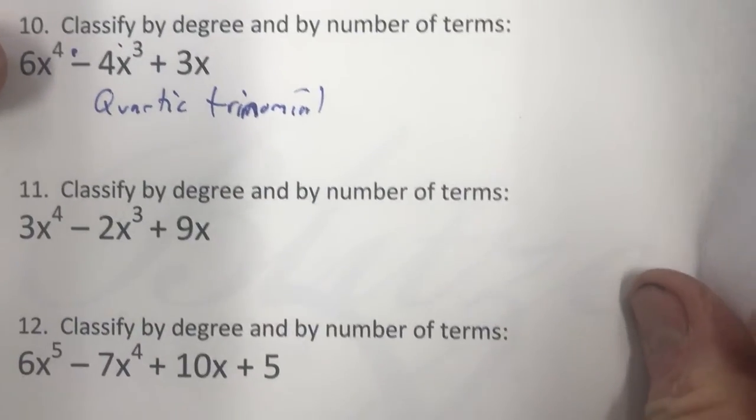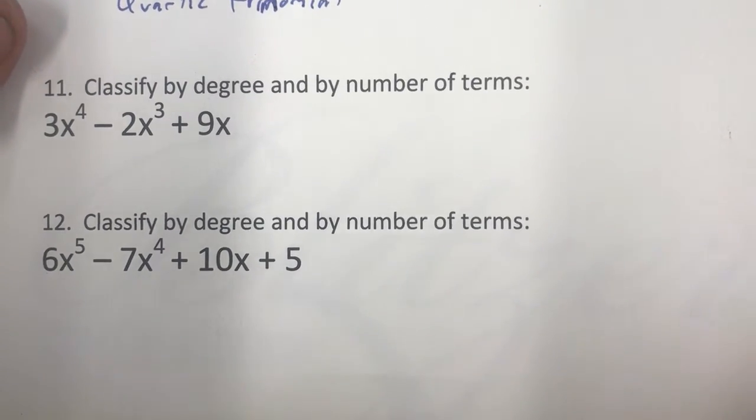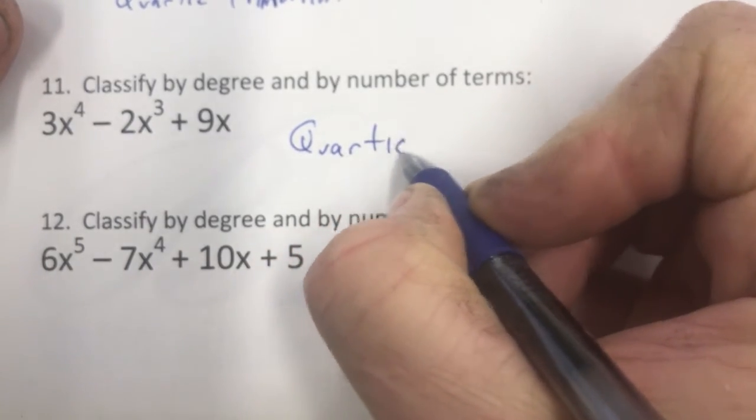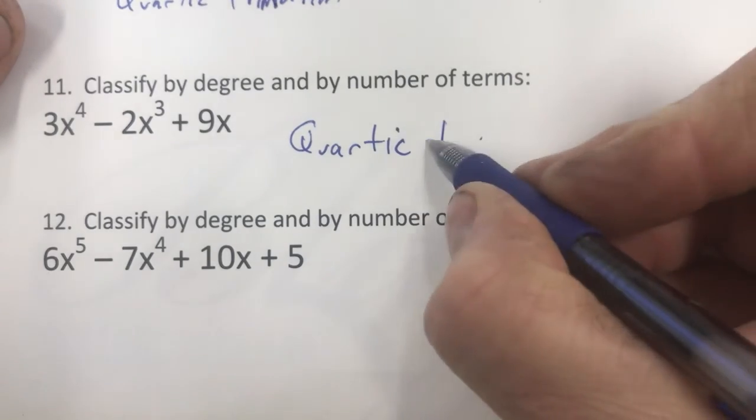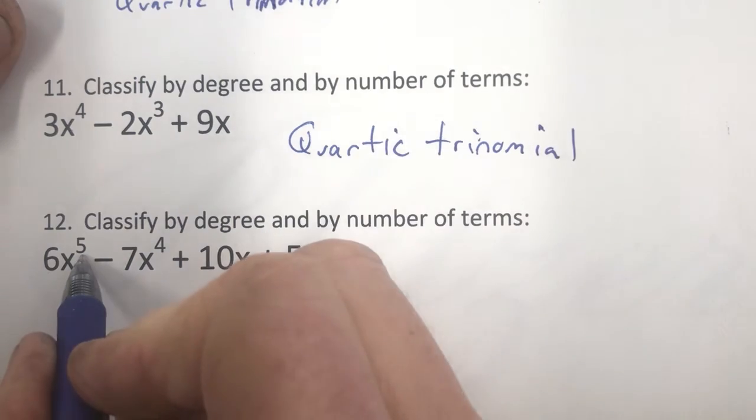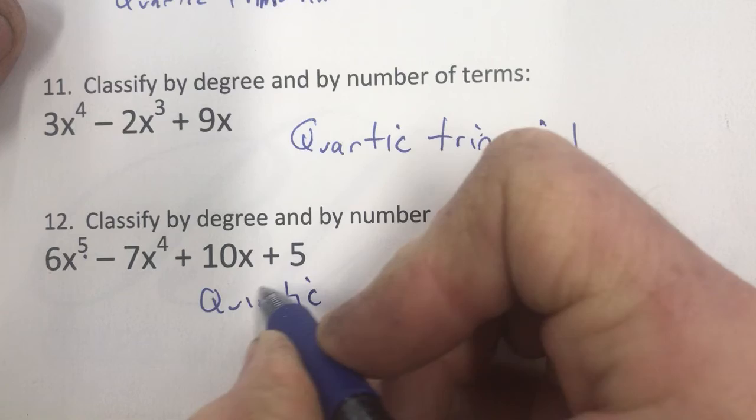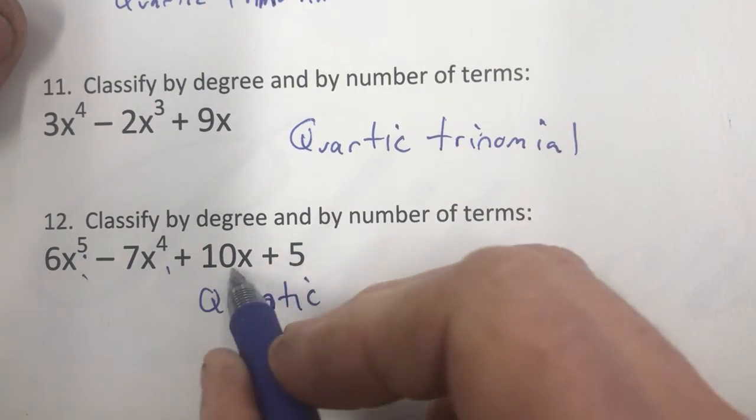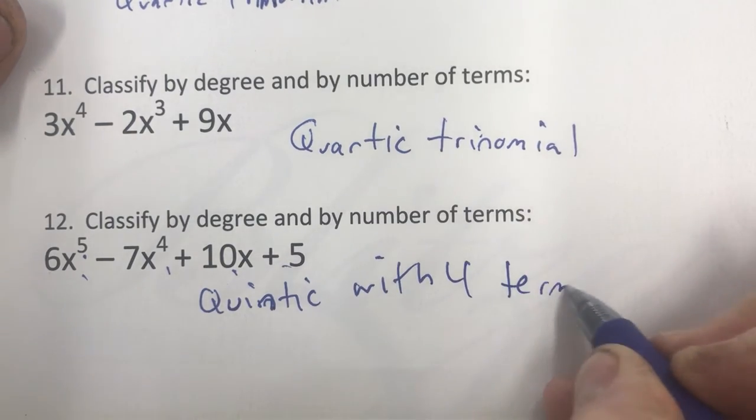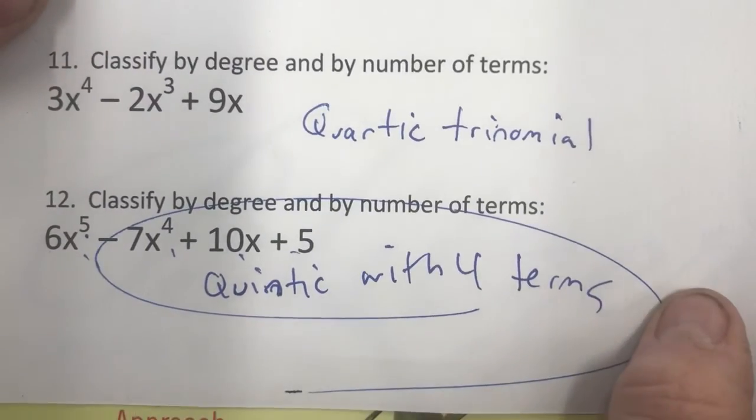All right, just a couple more here. 11 and 12. Let's see here. This is the fourth power, so that's quartic. And it's 3 terms, trinomial. And then the last one here, fifth power, which is quintic. Quintic, 1, 2, 3, with 4 terms. I'm writing sloppy here. The paper's on the very end here, so there you go.